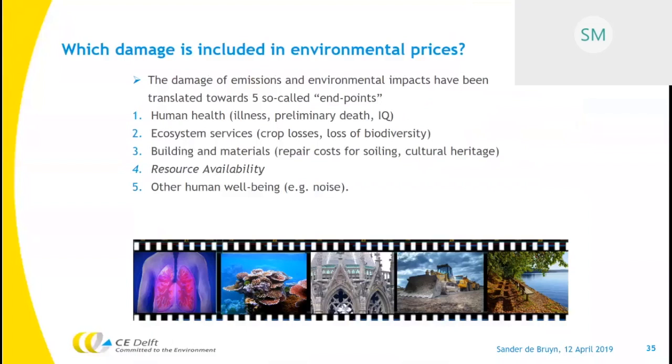Then we look at buildings and materials that are affected by pollution. We also try to look at resource availability. Although we mention it everywhere, in the end we did not manage to quantify that properly. And finally, we also looked at other impacts on human well-being, for example disturbance or noise, or visual impacts as well.